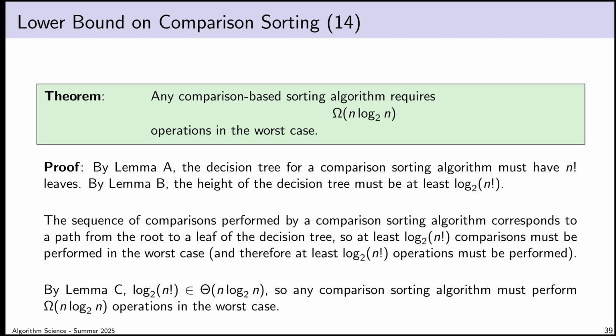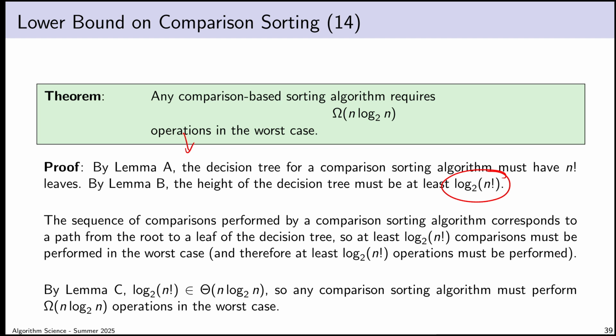I want to state the lower bound on comparison-based sorting. And all I'm going to do here is just combine together my lemmas A, B, C, and D. So by lemma A, the decision tree needs to have n factorial leaves. By lemma B, that means the height of the decision tree must be log of n factorial.